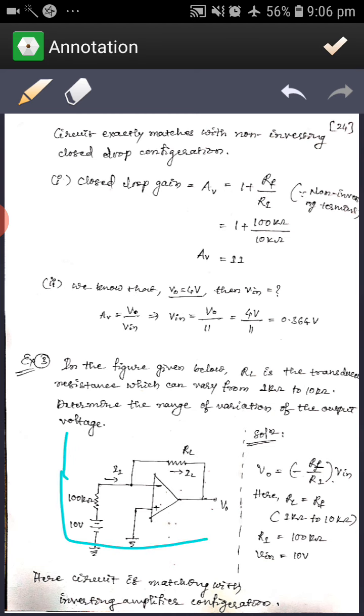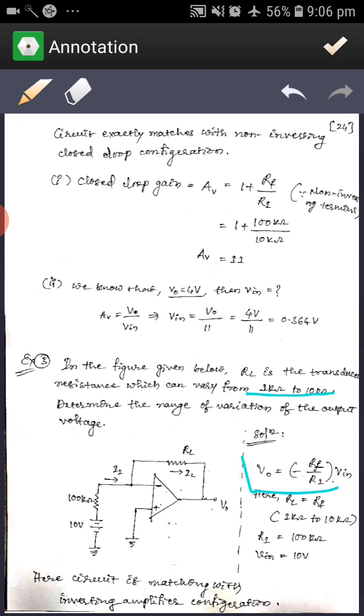Similarly, here is one more problem. This is exactly matching with the inverting amplifier. In the inverting amplifier we give the input to the inverting terminal with a feedback resistance of 100 k ohm, and here RL is given as a variable, so it will vary from 1k to 10k.